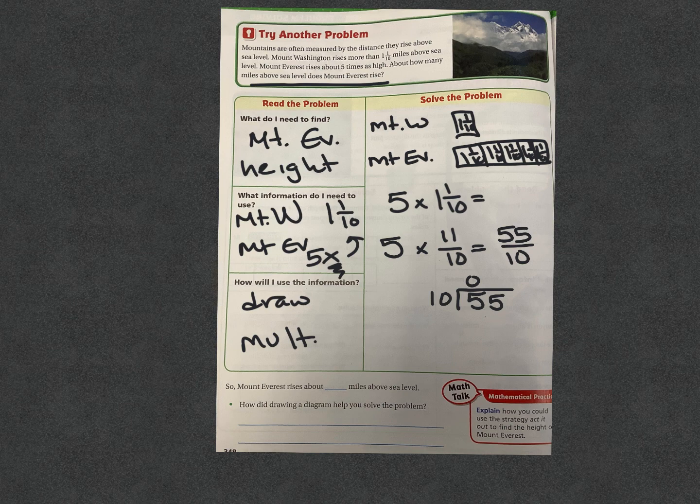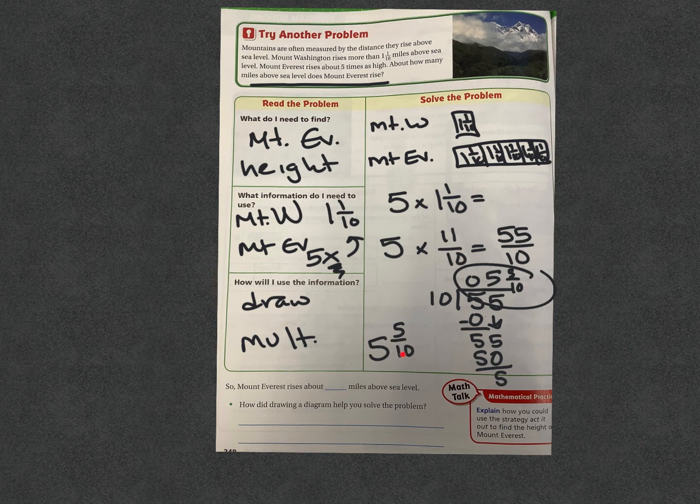Obviously, 10 times nothing gives me 5, or right below. 10 times 5 gives me 50. With 5 left over, that's 5 out of 10. So my answer is 5 5/10 of a mile.